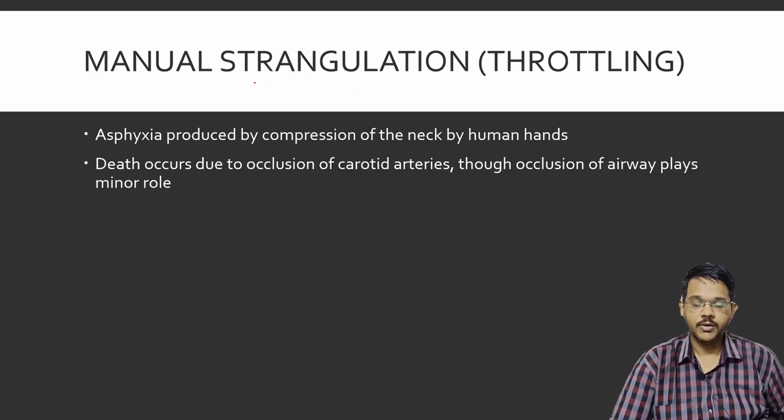Coming to throttling, it is also known as manual strangulation. Throttling is asphyxia produced by compression of the neck by human hands. When we discussed hanging and strangulation, it was done by ligature. Here, death usually occurs because of occlusion of the carotid arteries. Sometimes the airway may be obstructed, which plays a minor role.